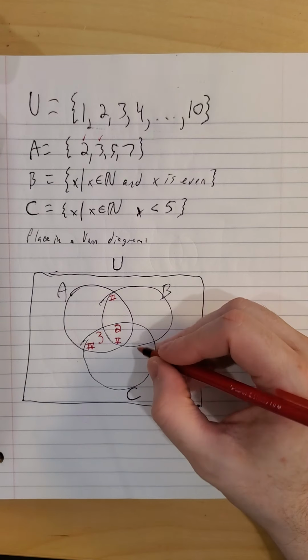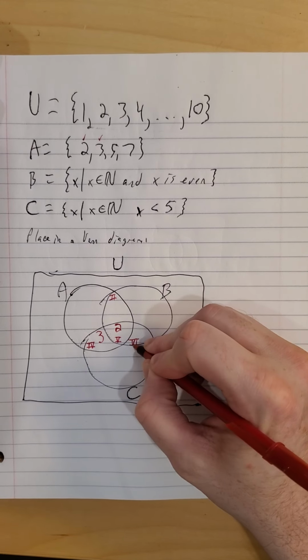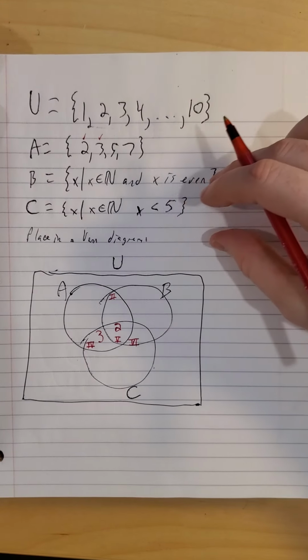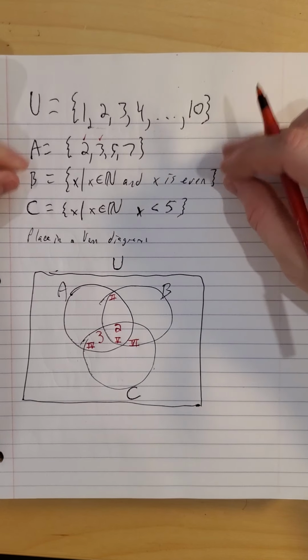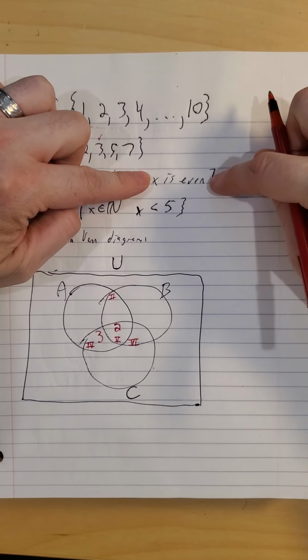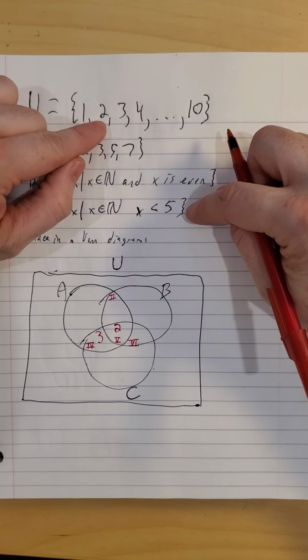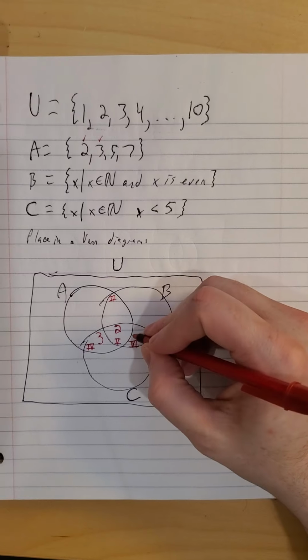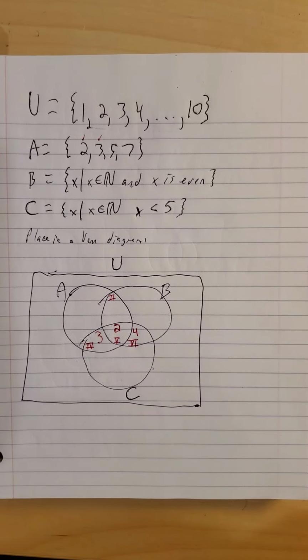So now we'll move on to region 6. So region 6 is B and C. So numbers in our universal set that have both of these properties. So we want something that's an even number that's smaller than 5. Well, we already have the 2, but 4 is also an even number and it is also smaller than 5. So we've done all of the overlap on these.